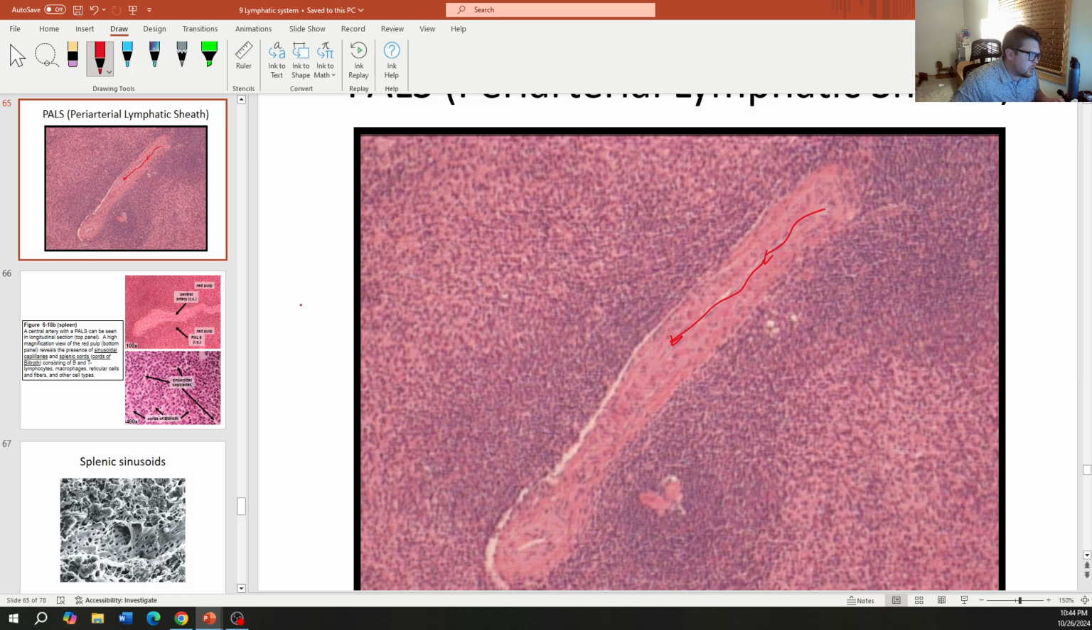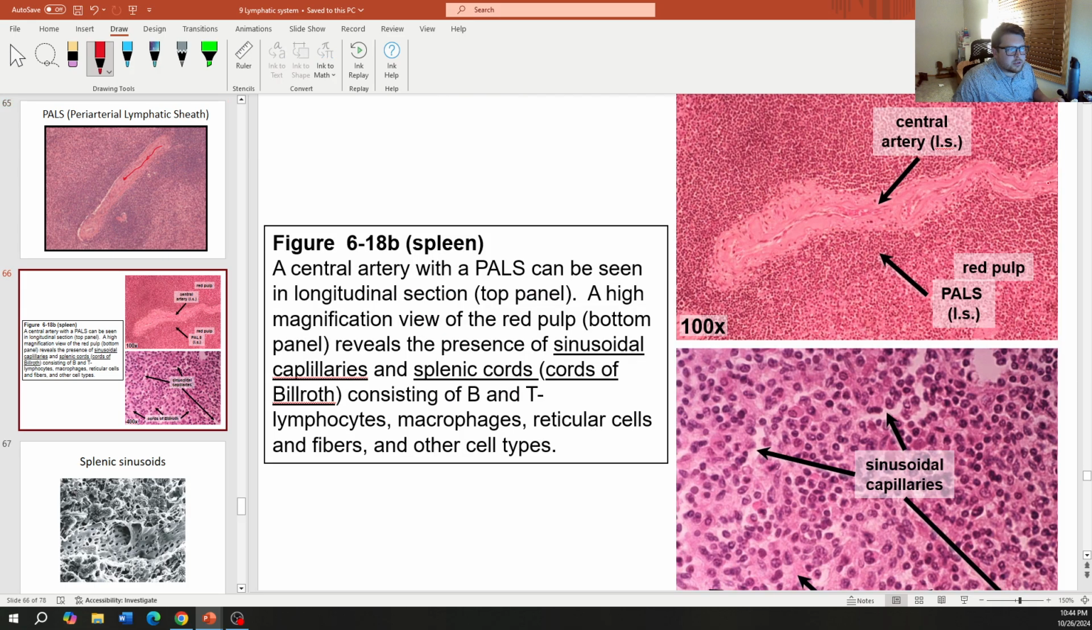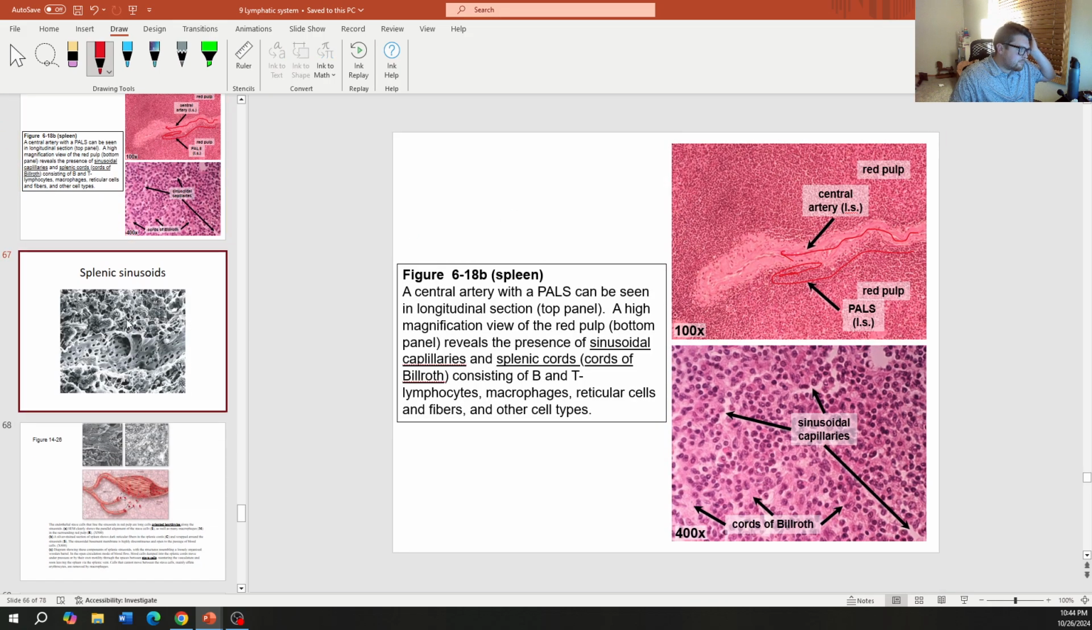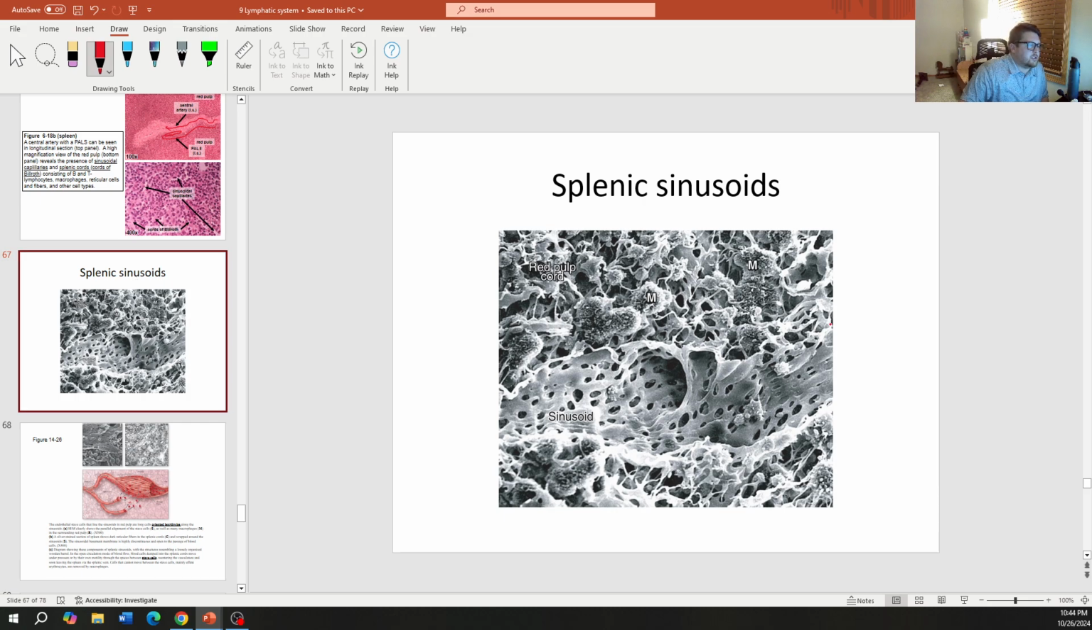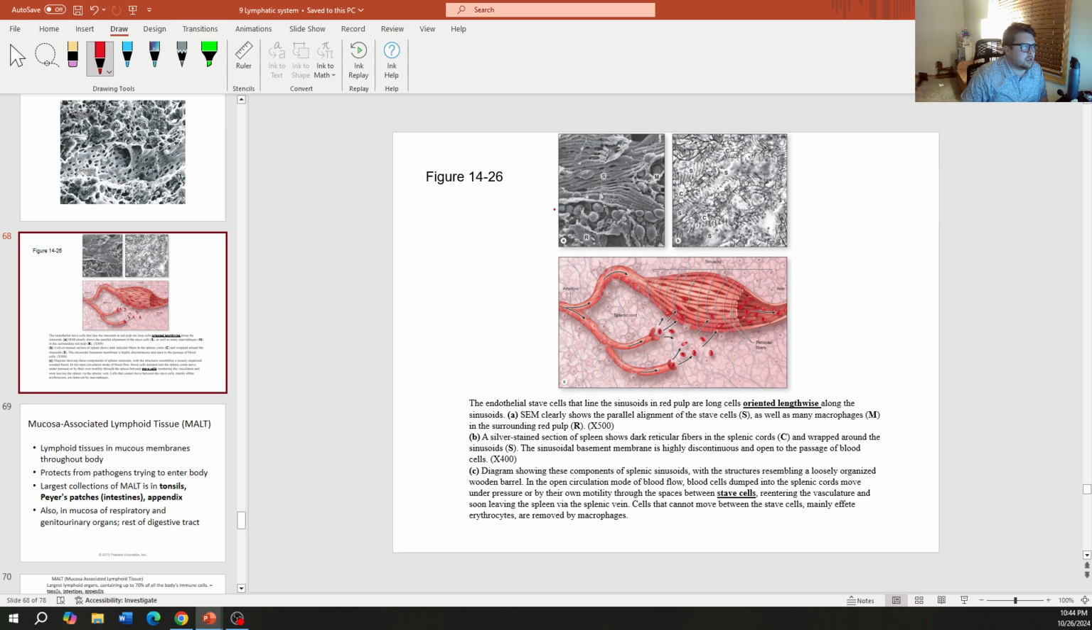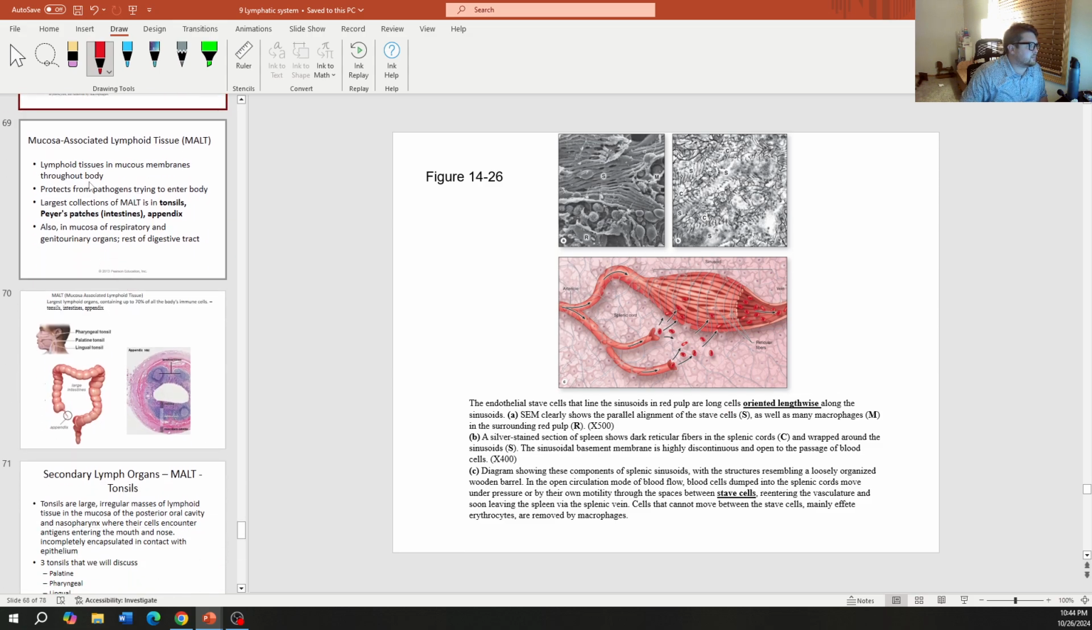It's kind of zoomed in right here, so you can see a little better. Here's the central artery making its path all the way along here, surrounded by the PALS, all these T lymphocytes all in through here. Here's just a close-up picture. That's kind of what the splenic sinusoid looks like. This is just talking a little bit more about those sinusoids.